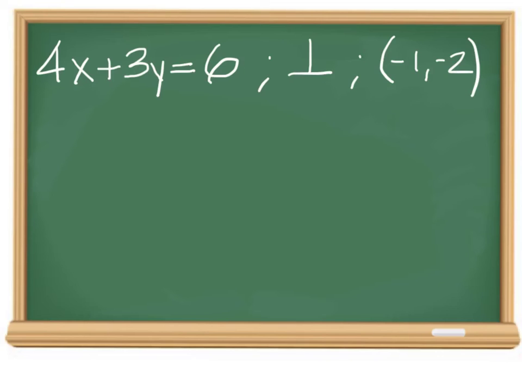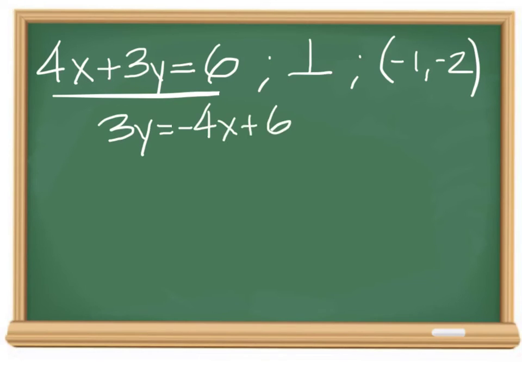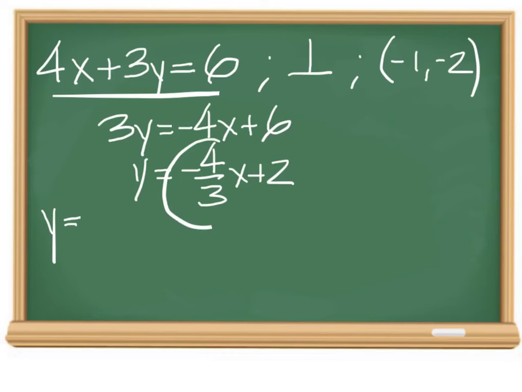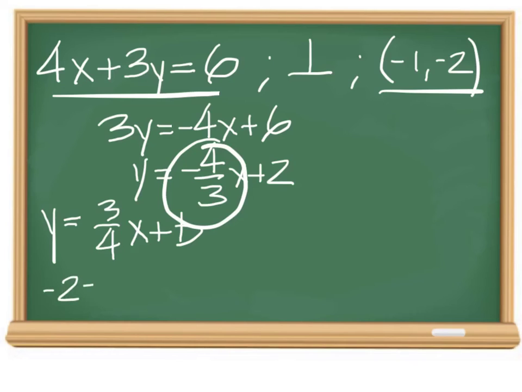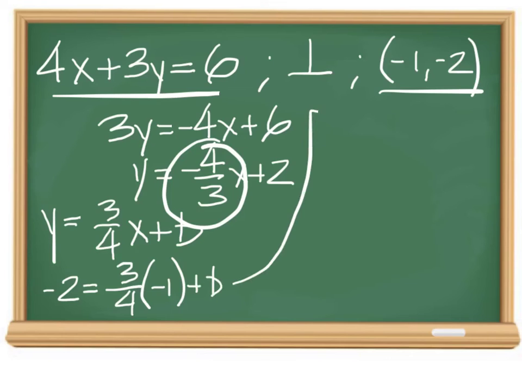On the practice problem, you have to get y by itself, so it should be 3y equals negative 4x plus 6. Divide everything by 3. And then you want to use the negative reciprocal of this slope, which is going to be 3 over 4. Y equals 3/4 x plus b, and plug in this point to get negative 2 equals 3 over 4 times negative 1 plus b. And the multiplication will give you a negative 3 over 4 plus b.